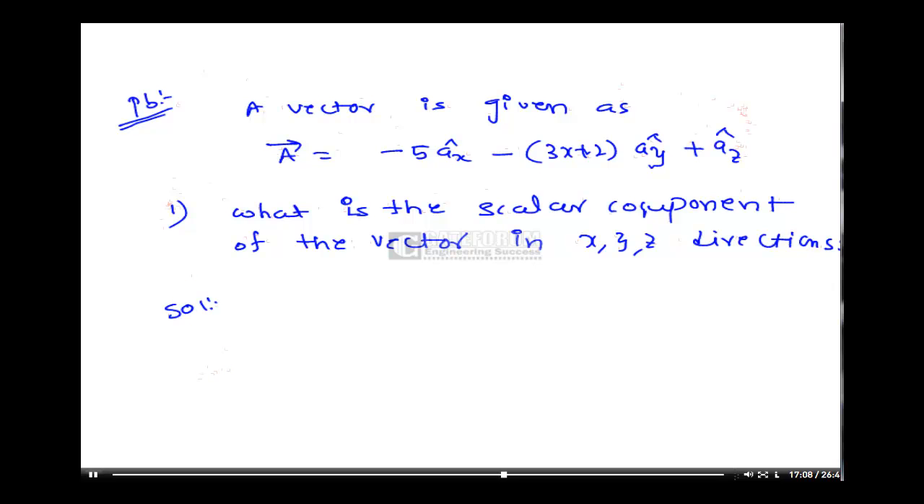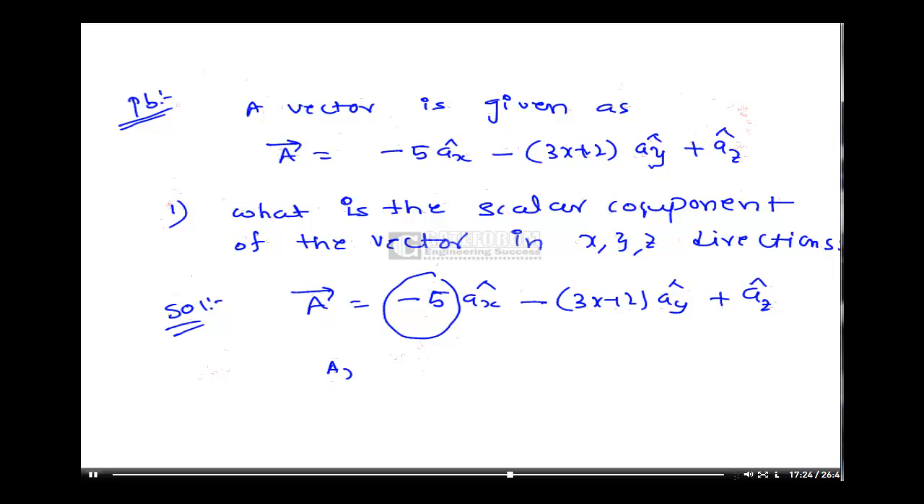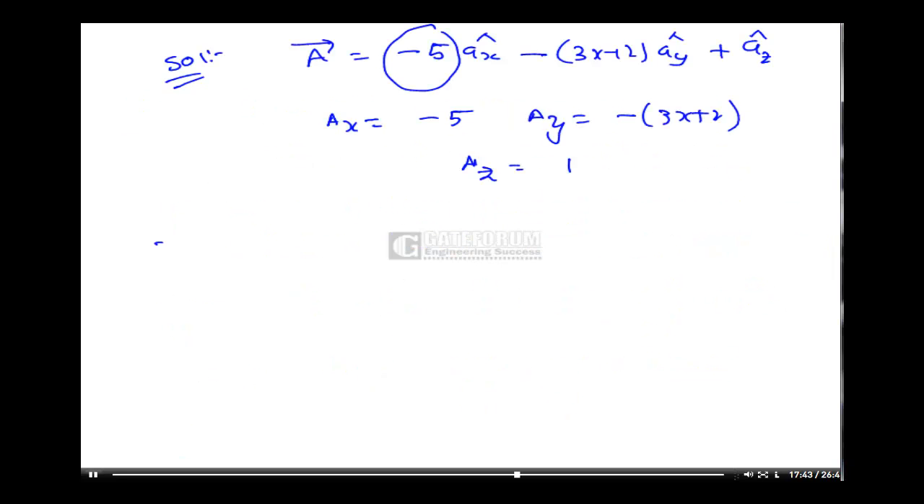The solution to this is very simple. A vector is given as minus 5ax plus (minus 3x plus 2) ay plus az. So the scalar component along x is minus 5, so ax is equal to minus 5. Similarly, the scalar component along y is minus 3x plus 2. Similarly, the scalar component along z, az, is 1. So directly we can represent it. The second question is, what is the length of the vector?